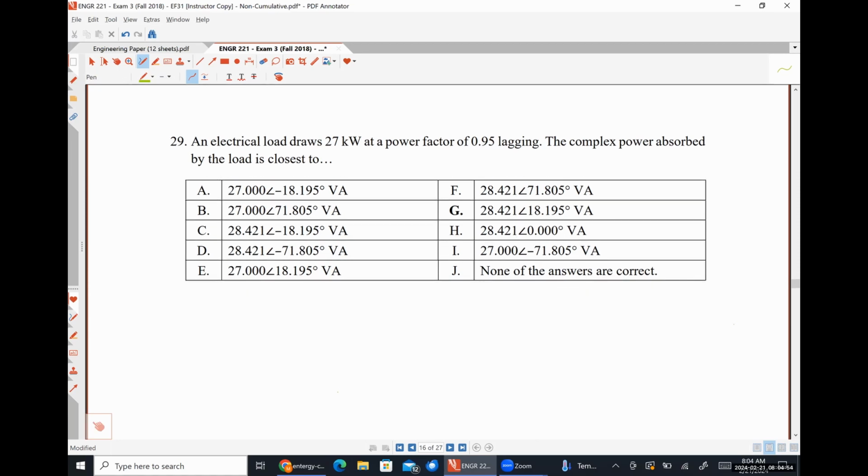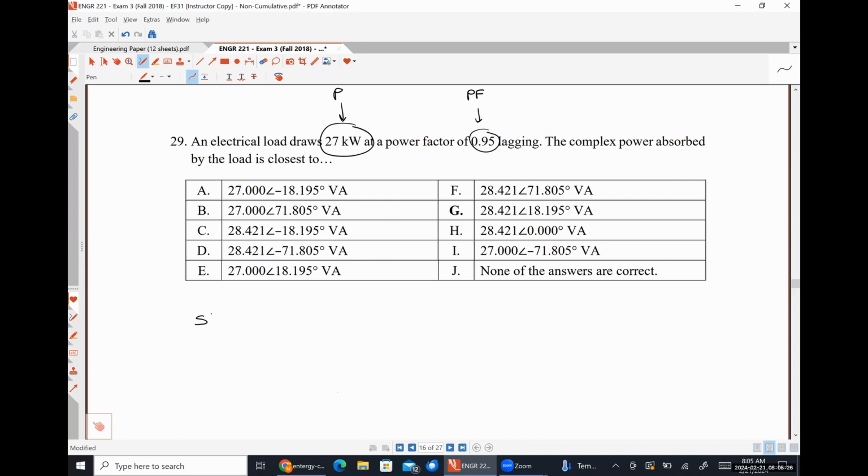for number 29 in particular here, we're told that an electrical load draws 27 kilowatts at a power factor of 0.95 lagging, and I'm asking for the complex power. So, what quantity is this 27 kilowatts? Average power, absolutely right. So, this is P, and then this 0.95 is the power factor.